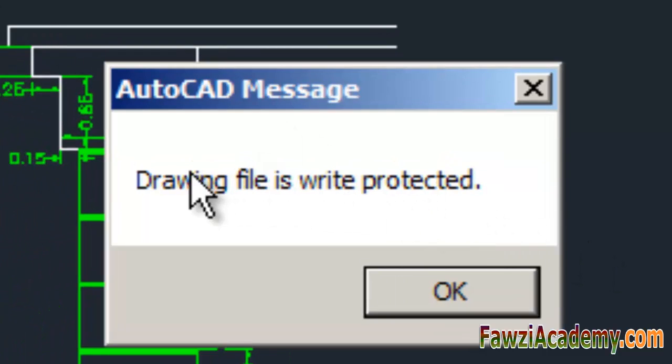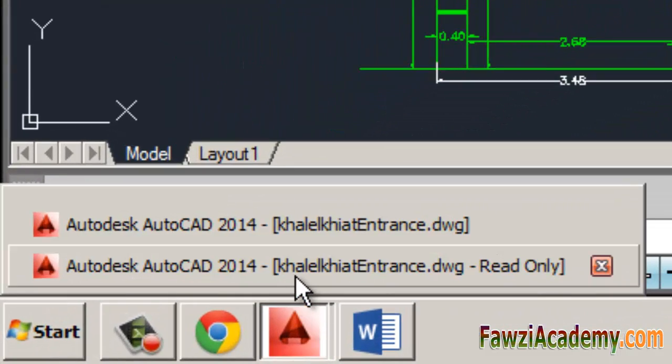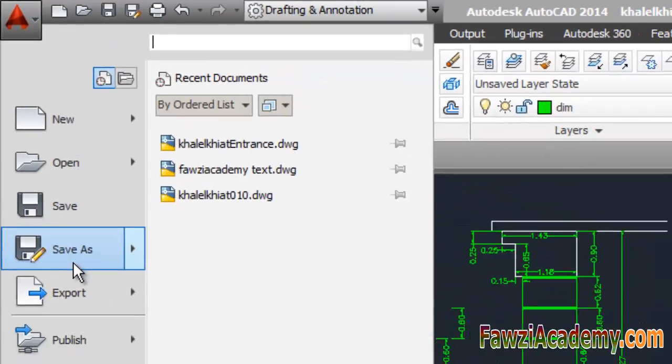While working in AutoCAD 2014, I receive an error message during QSave that states the drawing file is write protected. I noticed that there are two files open. One is the original and the current file is read only.